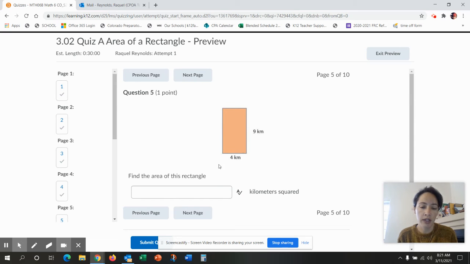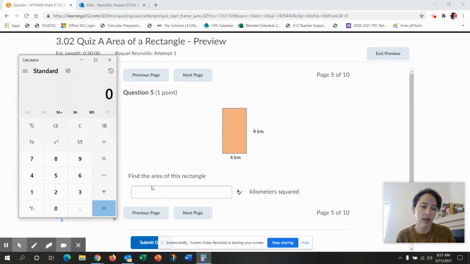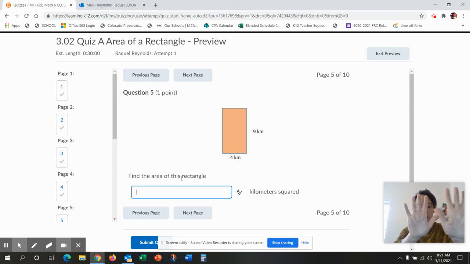9 times 4. Again, it's important to have your math facts. You can absolutely use a calculator as you develop those skills. So the more you do this, 9 times 4, try to say it though, try to learn it, is 36. You can also do 9 times 4, 1, 2, 1, 2, 3, 4, put that finger down, 3, 6, 36. I don't know if that was the right direction for you. I was trying to do it backwards. 36 kilometers squared.